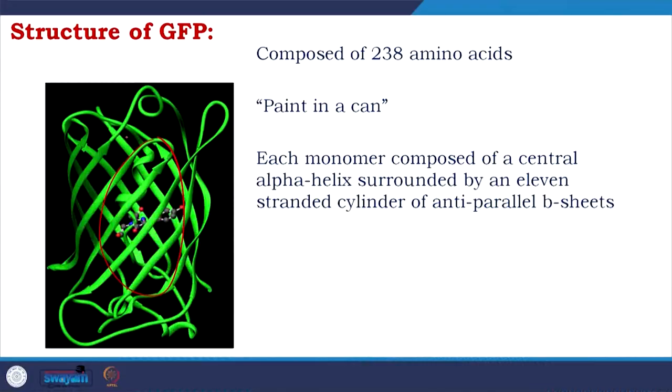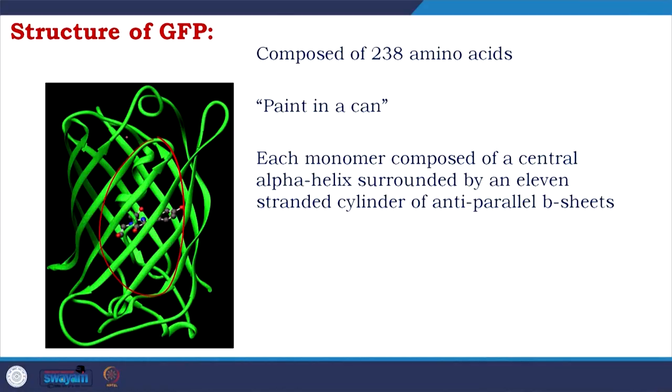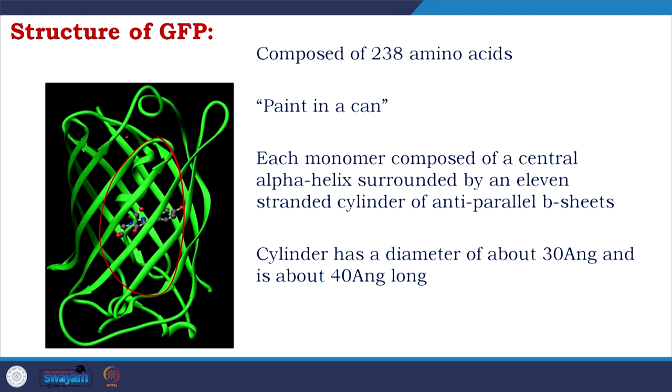It is a dimer. Remember, I was showing some M's. Those are monomers, but initially it was a dimer. Each monomer is composed of a central alpha helix surrounded by an 11-strand cylinder of anti-parallel beta sheets. The cylinder has a diameter of about 30 angstrom and is about 40 angstrom long. The fluorophore is located on the central helix.